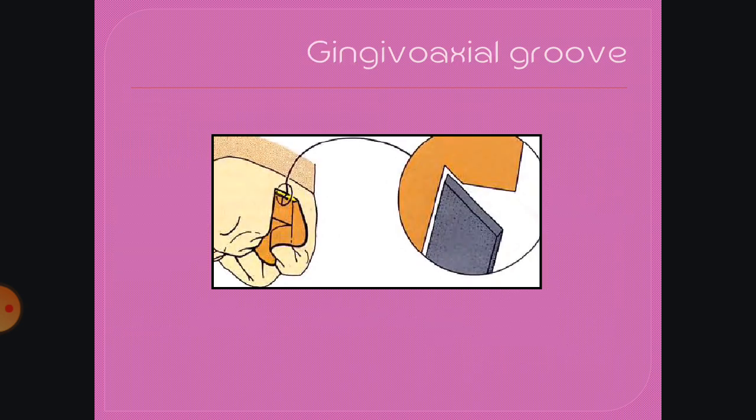Then in some cases, to increase the retention, we make a groove that is called the gingivo-axial groove. It is also called the Minnesota ditch. In a few cases, we call it the Minnesota ditch. We make this groove with the help of a gingival marginal trimmer, and this enhances the resistance to displacement by occlusal forces for the inlay.